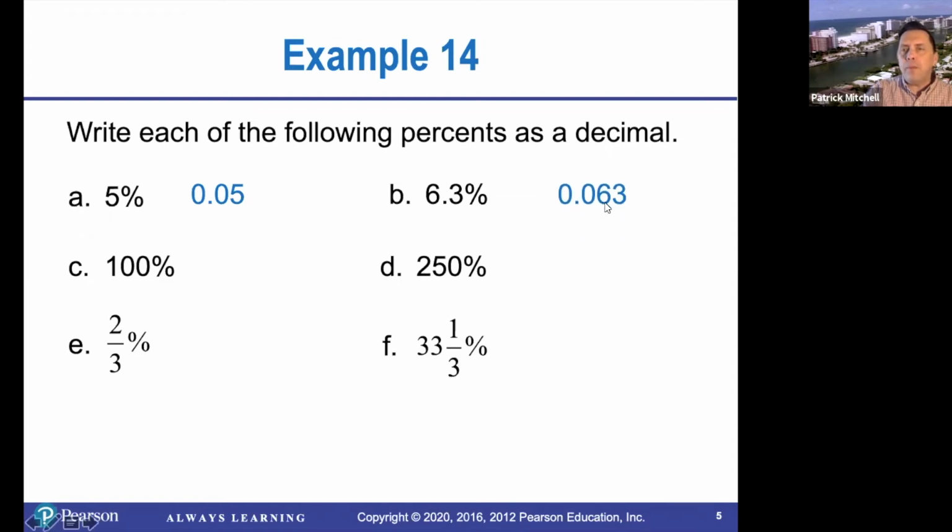All right, 6.3% would be 63 thousandths. 100% is 1. We saw that in the last example. 250%, if you multiply 250 times 1/100th, you get 250 divided by 100, which is 2.5. 2/3 of a percent, be careful with this one. 2/3 times 1/100th is 2/300. As a decimal, that would be 0.006 repeating, all right? And then 33 1/3%. 33 1/3 as an improper fraction is 100/3. 100/3 times 1/100th would be 1/3, and we already know that that's 0.3 repeating.